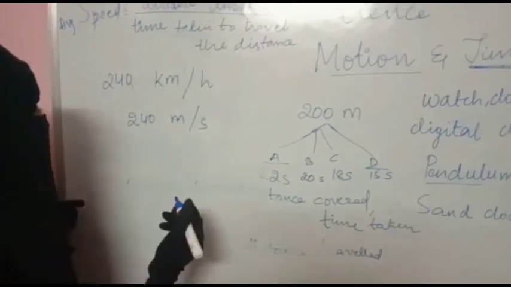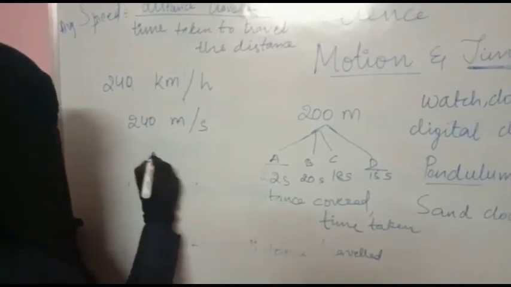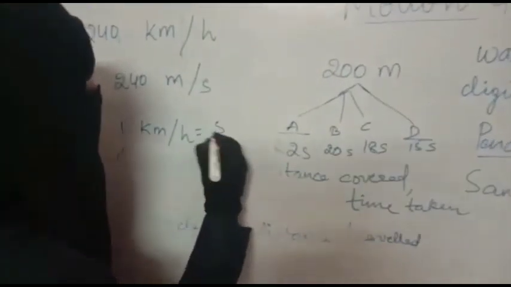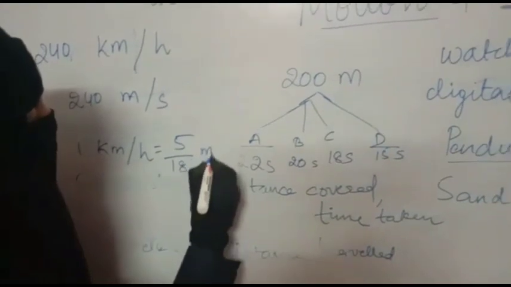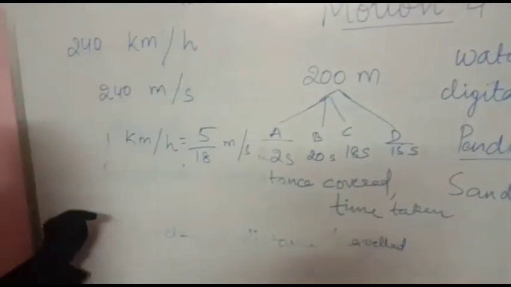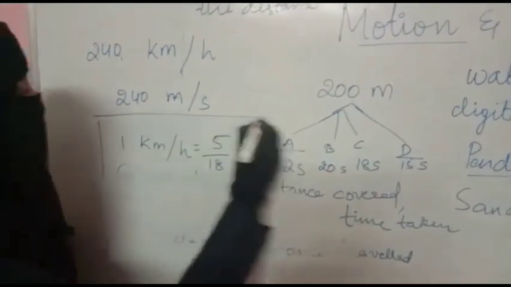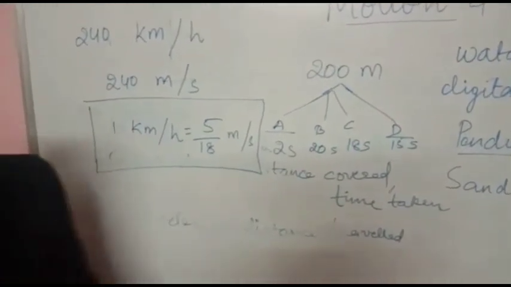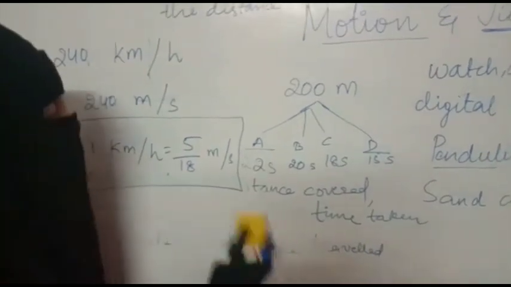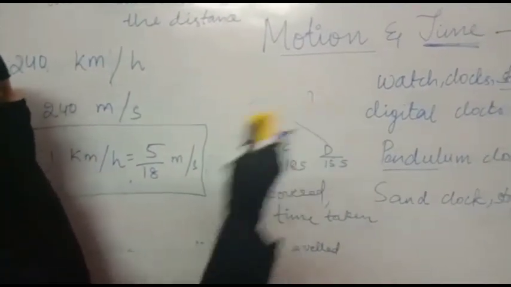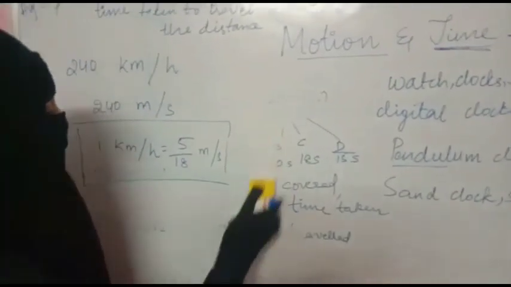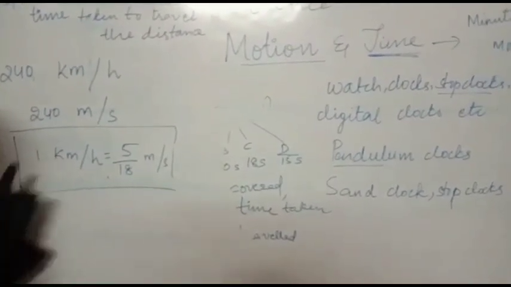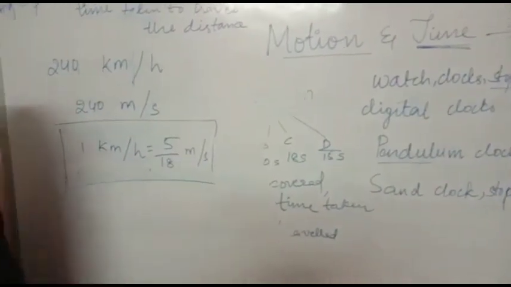Here, I'll show you something. 1 kilometer per hour equals 5 by 18 meter per second. 1 kilometer per hour equals how much meter per second? 5 by 18 meter per second. So how did we get this? You have learned conversions in your math subject, right? You'll convert centimeter to meter, meter to centimeter, and in the same way, now we are going to convert kilometer into meter.